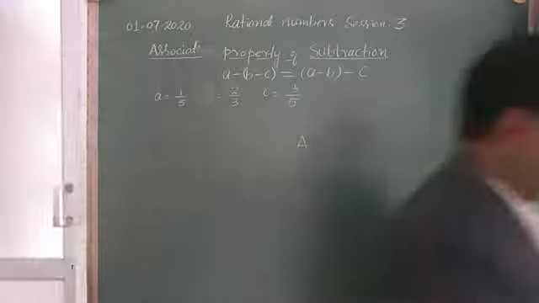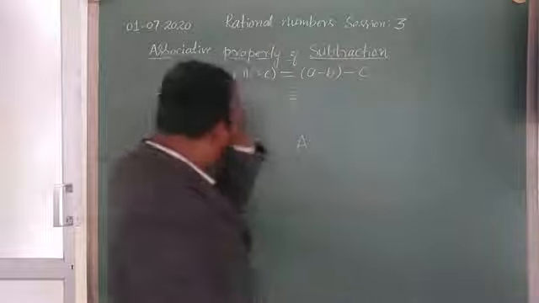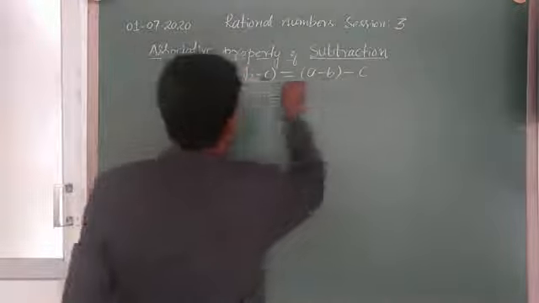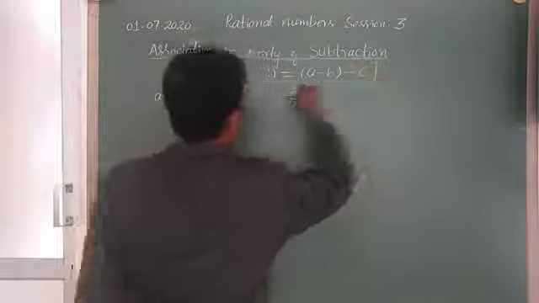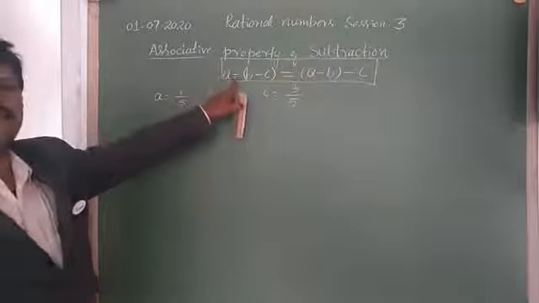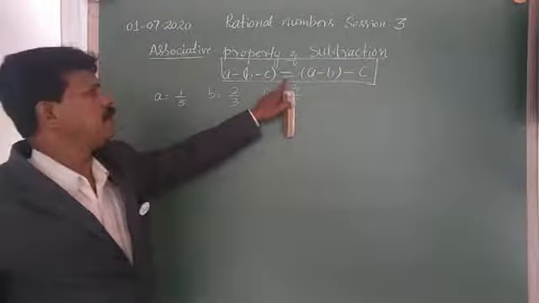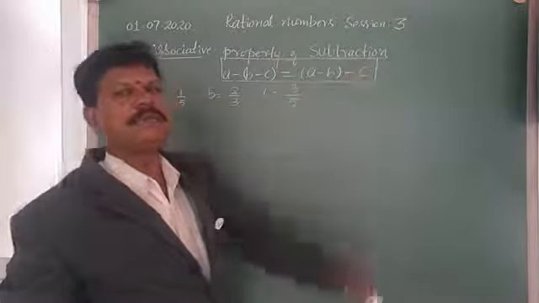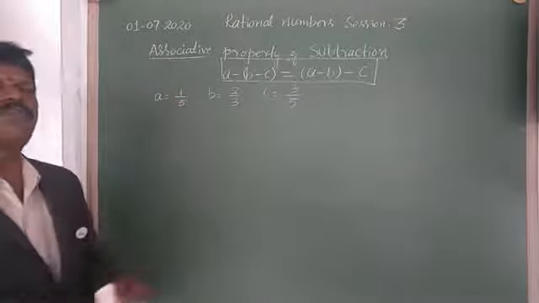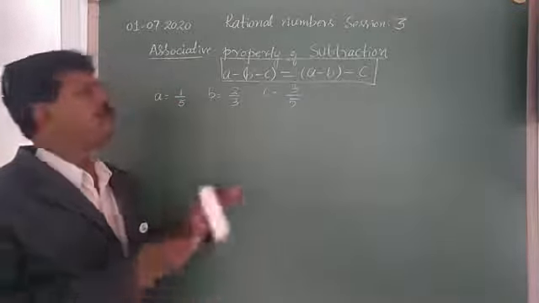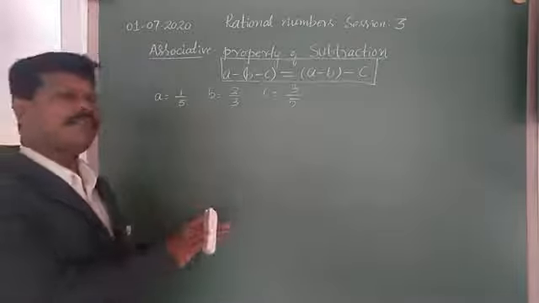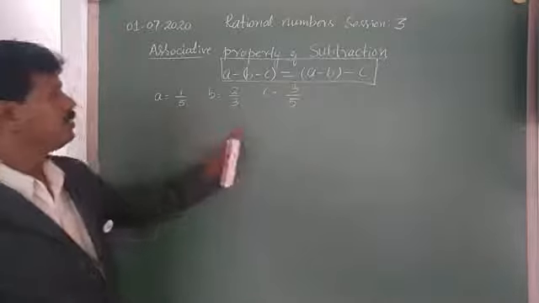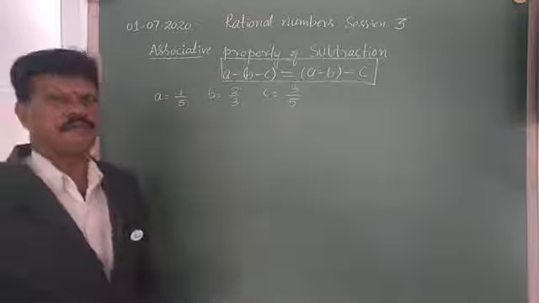Now let us check the associative property of subtraction, right? Here is the general form: A minus (B minus C). We should check whether it is the same or not as (A minus B) minus C. That means grouping the given rational numbers in different ways and subtracting. Then the difference we get, we subtract from the remaining one, to see whether we get the same or not, right? That is the associative property of subtraction.